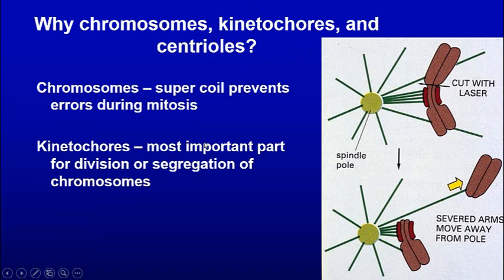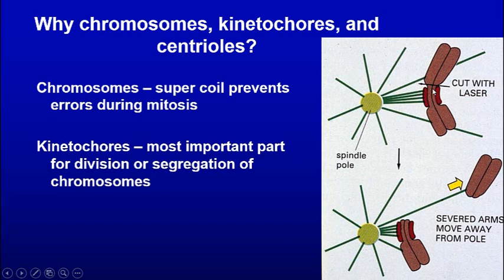Now, chromosomes, kinetochores, and centrioles. Centrosomes, which are really two centrioles together, are supercoils. They prevent errors in mitosis, is one of the reasons. Chromosomes are supercoiled DNA, and they prevent problems with it. That's why we have the chromosomes here. They're all tight and tucked so that they don't have mistakes.